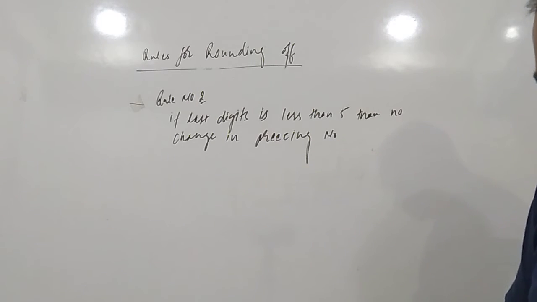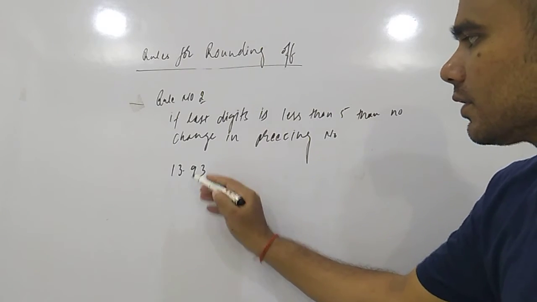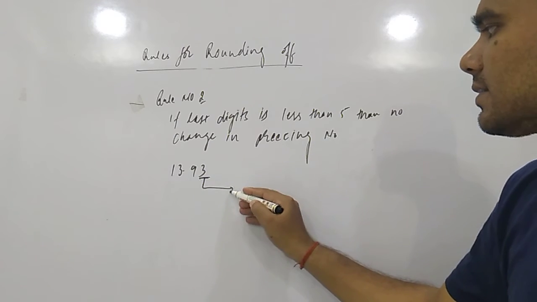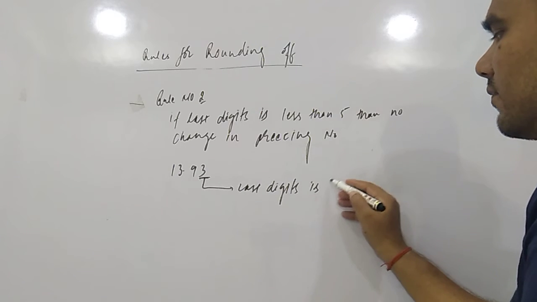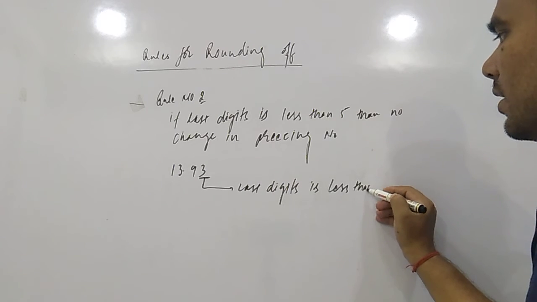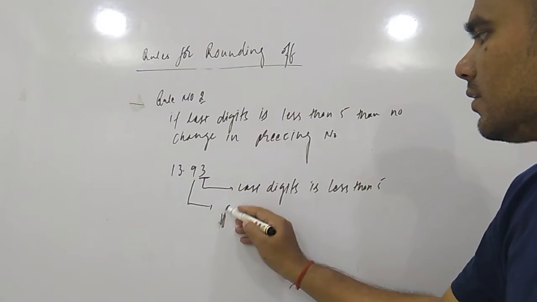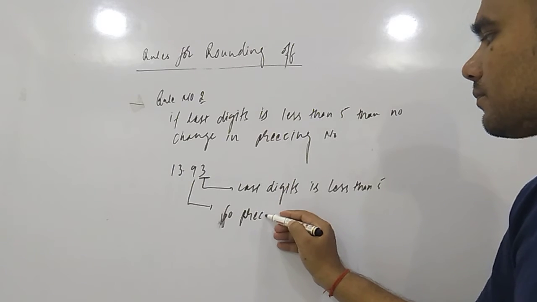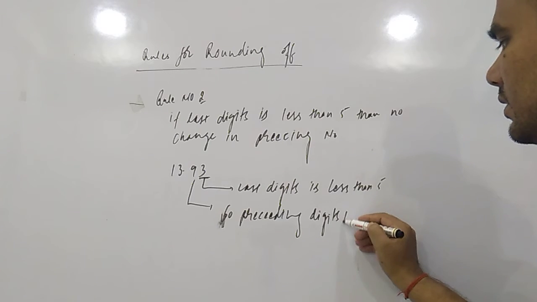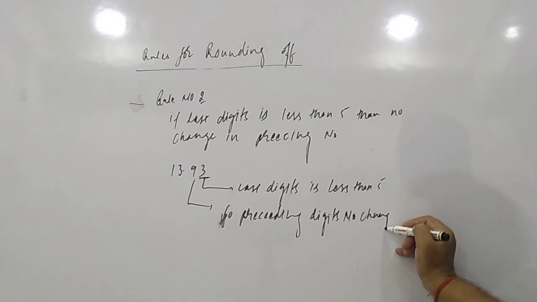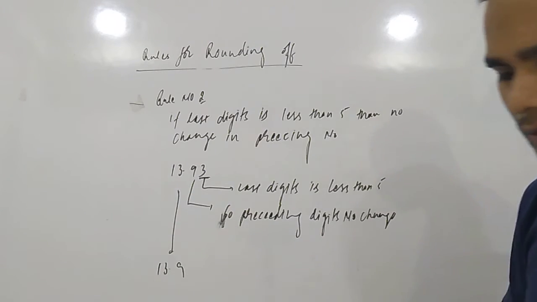Now let us go with the example, student, to understand. Suppose I am having 13.93. This is the last digit, and this last digit is less than 5. So less than 5 means the preceding digit has no change. So if the preceding digit has no change, what could be our answer? The rounded answer is 13.9. So this is our answer.